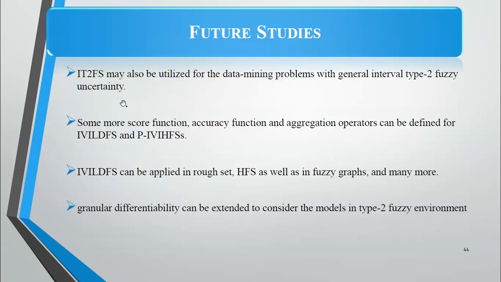In future, interval valued type 2 fuzzy sets may be utilized in data mining, also with the help of general interval valued type 2 fuzzy set uncertainty. Some new score and accuracy functions or aggregation functions can be defined for interval valued linear Diophantine fuzzy sets as well as probabilistic interval valued hesitant fuzzy sets. This interval valued linear Diophantine fuzzy set can be applied in rough sets, hesitant fuzzy sets as well as in fuzzy graphs and many more. The granular differentiability approach can be extended to the model in a type 2 fuzzy environment.